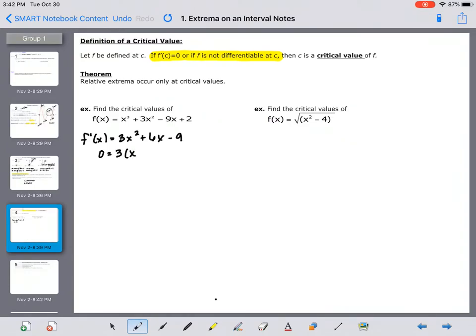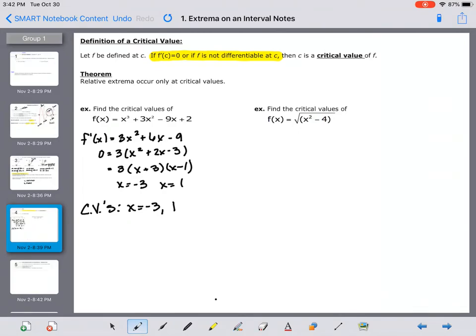First, we have a GCF of 3, so I'm going to take that out. And then that makes it a little bit easier to factor. So x plus 3 and x minus 1. So that means x is -3 and x is equal to 1. So I have critical values, CVs, at x is equal to -3 and 1.